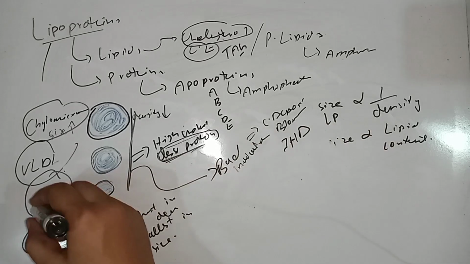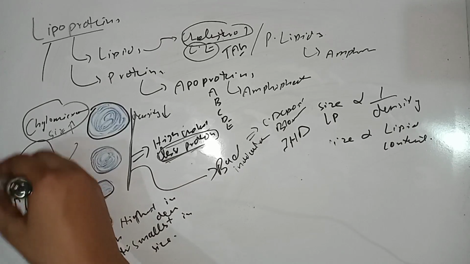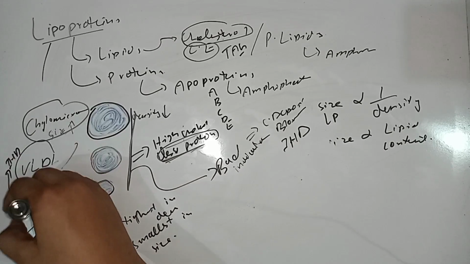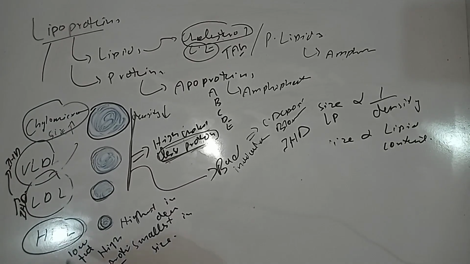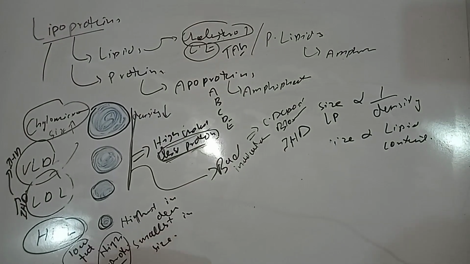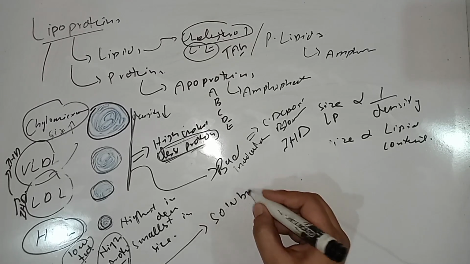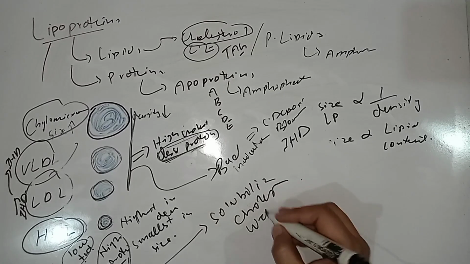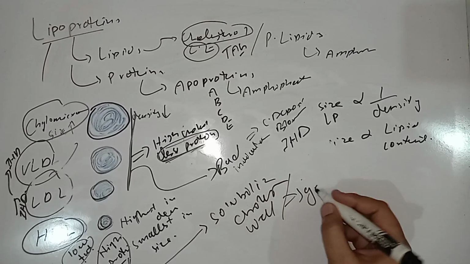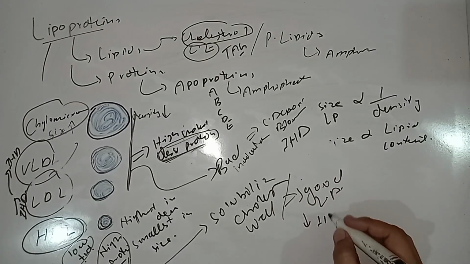Very low density lipoprotein and low density lipoprotein increase the risk of ischemic heart disease, because these are synthesized by liver and transported to periphery. High density lipoprotein has high protein content and low cholesterol content. It means that this high protein content can solubilize cholesterol well. So it is a good lipoprotein, and it decreases the ischemic heart disease risk.